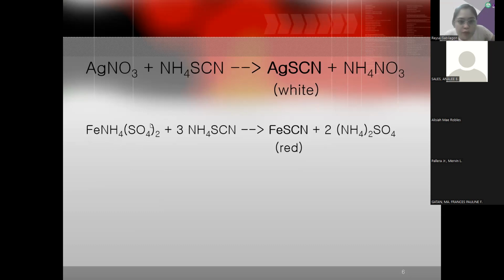Now, this ferric ammonium sulfate is the indicator. This is the indicator that will react with the excess ammonium thiocyanate. When it reacts with the excess ammonium thiocyanate, which is the titrant, ferric thiocyanate will be formed, which is red in color. And this will explain why we have a red endpoint in the titration. This is the reaction.